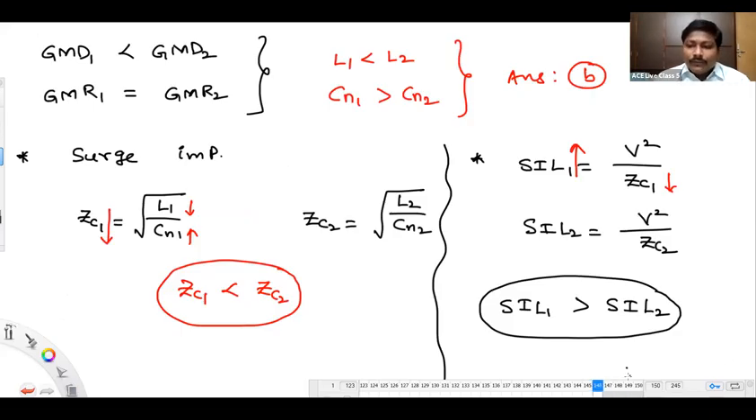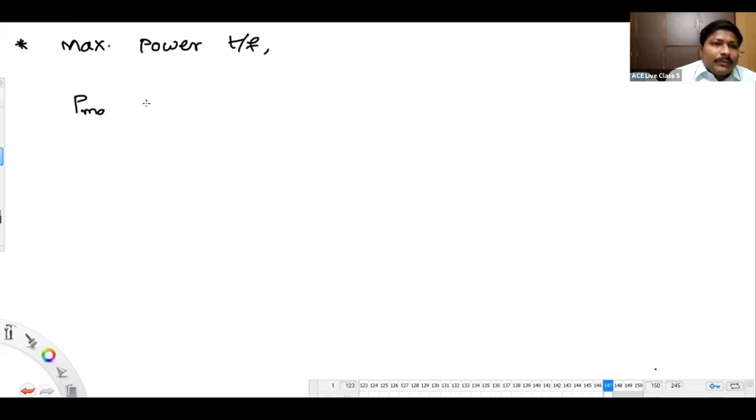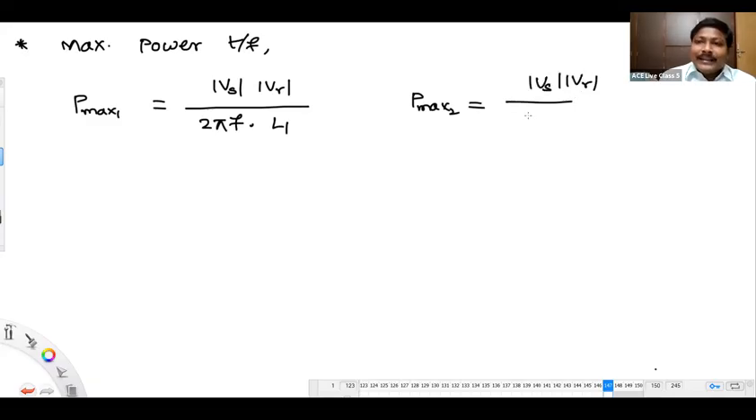Okay, so let's continue with this. Maximum power transfer capacity, Pmax1, formula will be mod Vs into mod Vr by X1, where X1 is nothing but 2 pi F into inductance L1. And maximum power transfer capacity in the second case will be Vs into Vr by X2, the reactance in the second case, which is 2 pi F into L2.